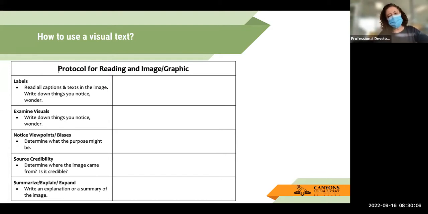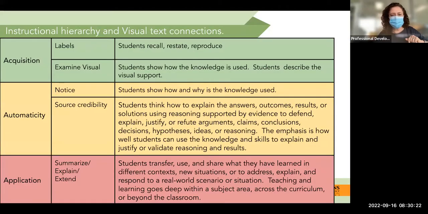So by having a protocol for reading or for interpreting, analyzing an image, you can help the students go from DOK 1, which is recognition, all the way to summarizing, explaining, and expanding what they're talking about.